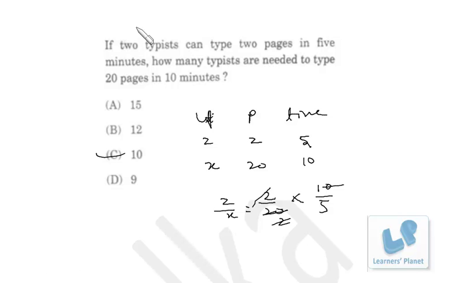Else you can think: two typists can type 2 pages in 5 minutes. That means each person is taking 5 minutes to type 1 page, right? One typist is typing 1 page in 5 minutes, and the other typist is typing 1 page in 5 minutes. So each typist can type 1 page in 5 minutes. If there is one typist, he will take 100 minutes to type 20 pages, right? So if we have 10 minutes, I divide it by 10, so we need 10 typists. That's it. You can also go this way.